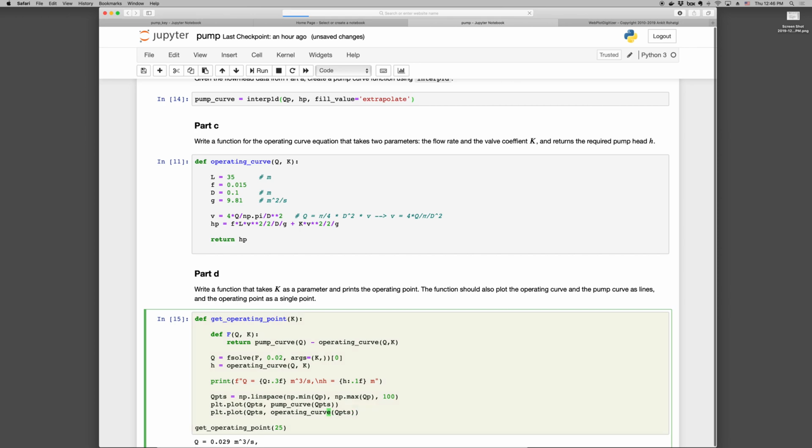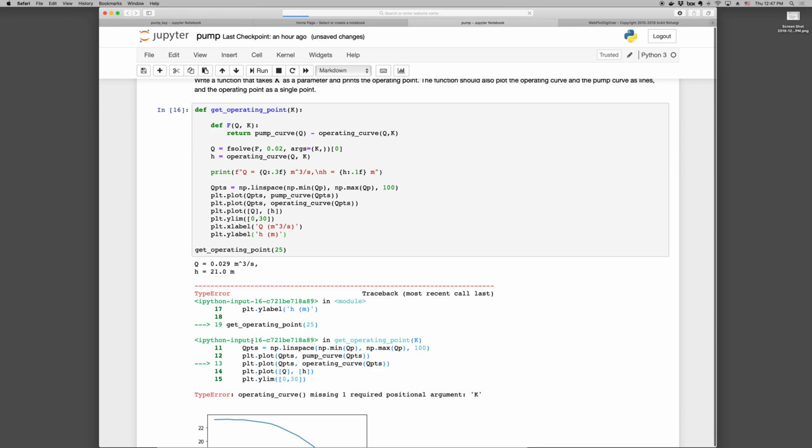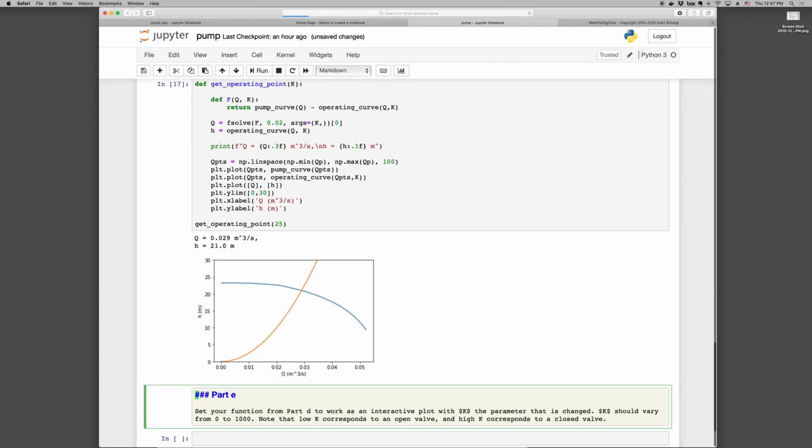And then we'll also plot the solution. Plot Q and H, and maybe give it ylim. We'll go from, I don't know, 0 to 30, I think is what it is, and we'll give it plt.xlabel Q, meters cubed per second, and the Y label can be H, meters. Okay, great. And when we call this, we need to give it k. There we go. We get this lovely plot. Very nice. Okay, so that's about it.